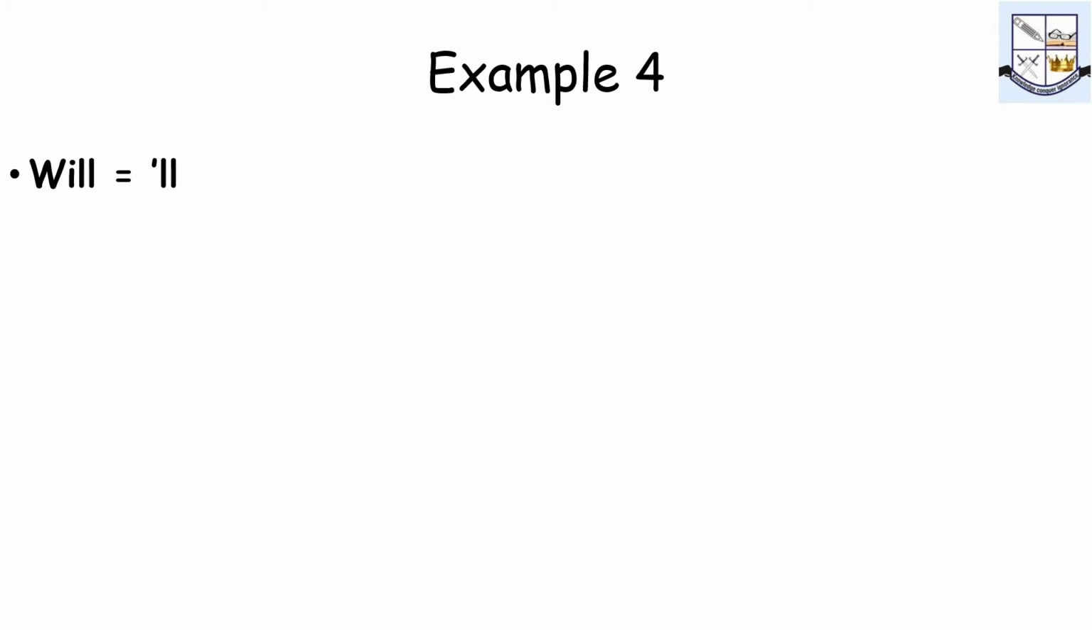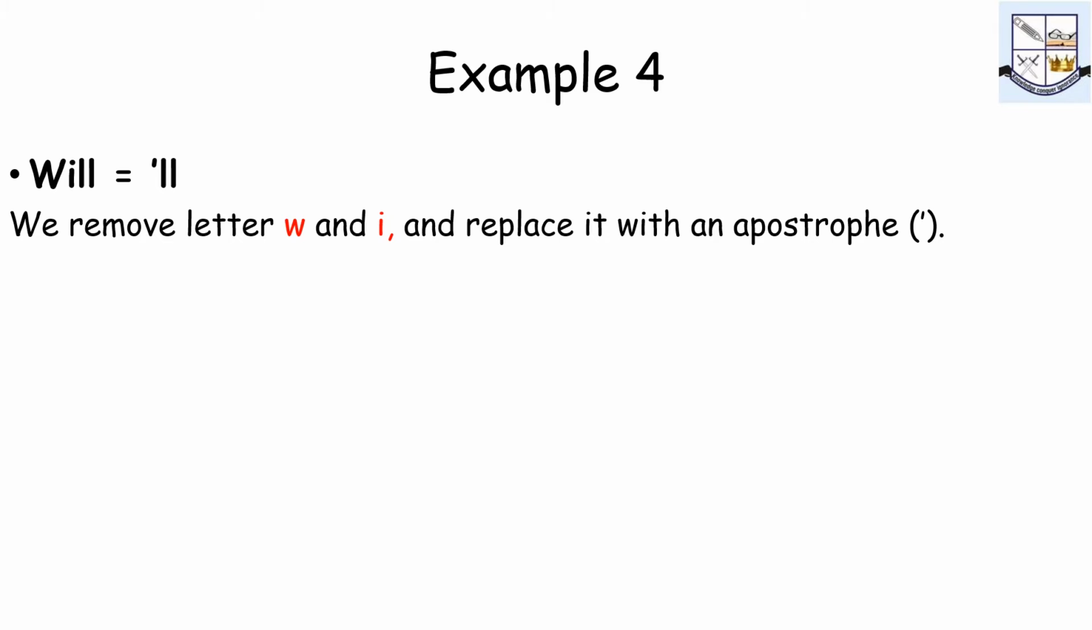Example 4. Will equals apostrophe double L. That is, the contraction for will is apostrophe double L. We remove the letters W and I and replace them with an apostrophe, as we have seen on the board. We remove letter what? W. We remove letter I and we replace it with a what? An apostrophe. That is, the contraction for will is apostrophe double L.